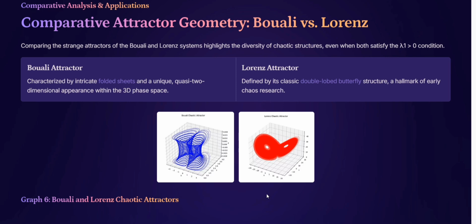Comparative analysis and application. Comparative attractor geometry, Pickover versus Lorenz. Comparing the strange attractors of the Pickover and the Lorenz system, highlighting the diversity of chaotic structures even when both satisfy the condition lambda 1 greater than 0. Pickover attractor, characterized by interactive folded sheets and a unique quasi-two-dimensional appearance within the 3D phase space. Lorenz attractor, defined by its classic double-dot butterfly structure, a hallmark of earlier chaos research. Both the pictures representing the Pickover attractor and the Lorenz attractor are given below.